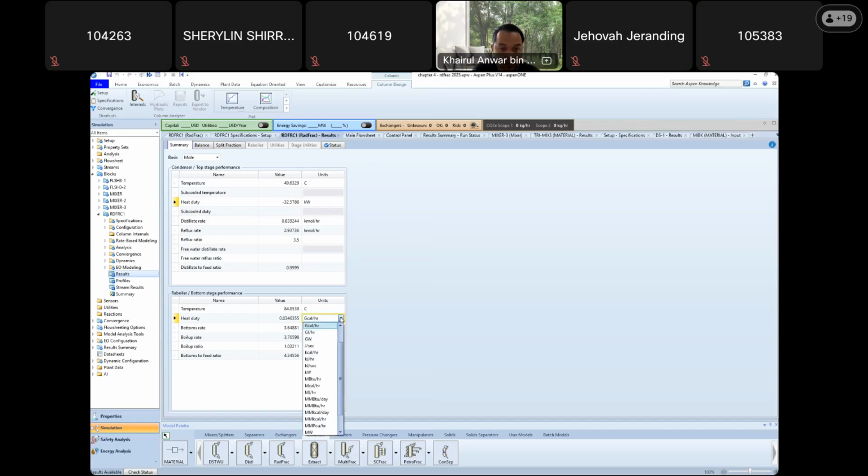How about the reboiler of 30 kilowatt? If you select the balance tab at the top of the screen in figure 4.21, you can see the overall heat and material balance for the column.